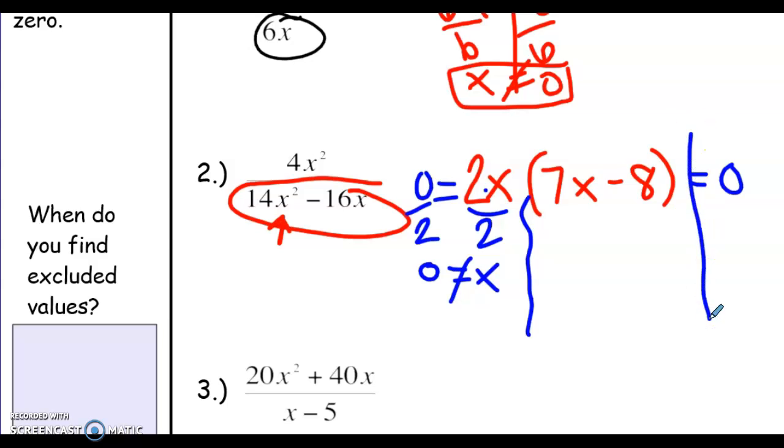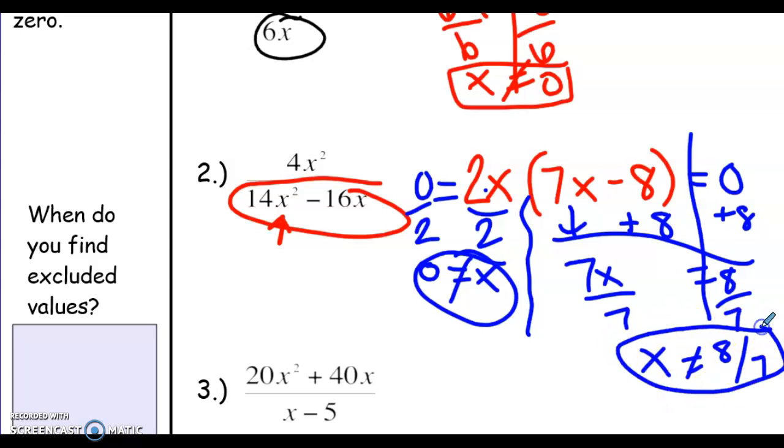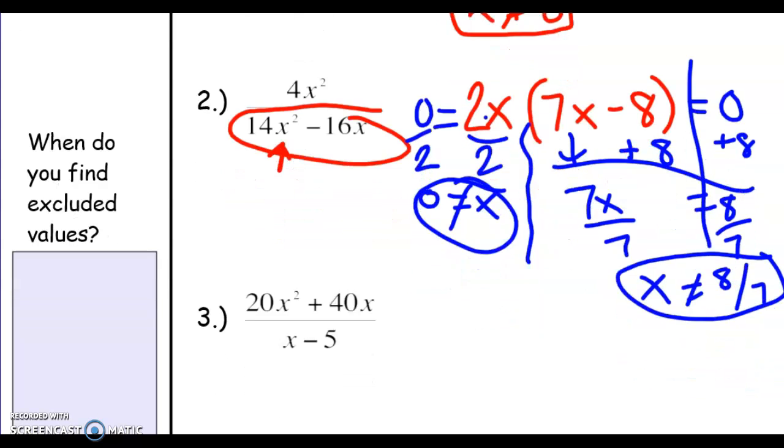Then over here, I have to solve this. 7x minus 8. You should see a pattern here. I have to add 8 to both sides. And I drop down 7x equals 8. Divide by 7, divide by 7. So x can't be 0, and x can't be 8/7. And you're like, 8/7, that's weird. Yeah, math. It's weird sometimes. Okay, so if you ever have a number in front of the x, you'll always end up with a fraction. A number that's not 1, anyway.